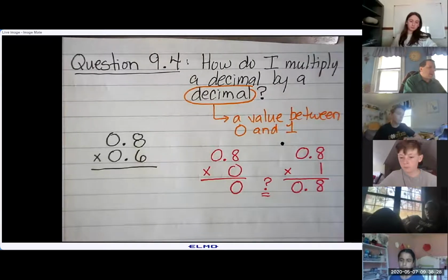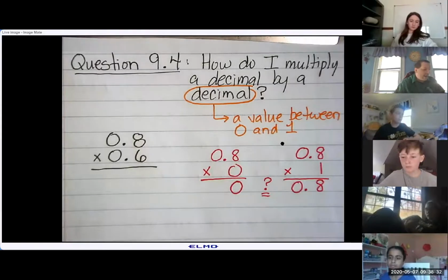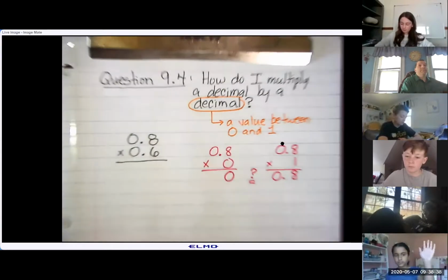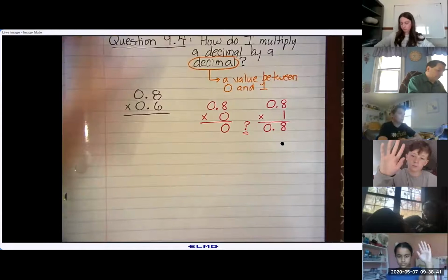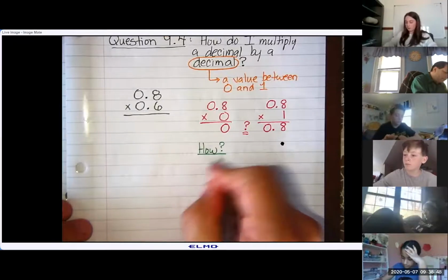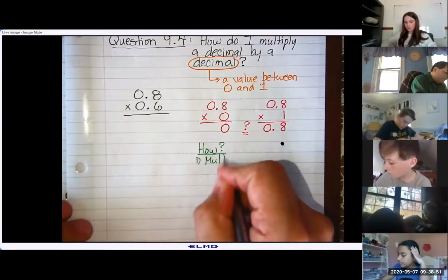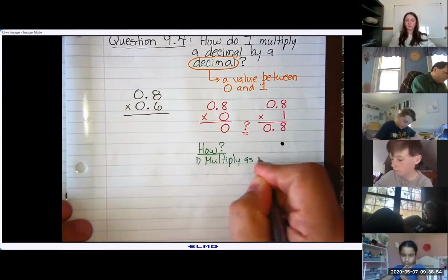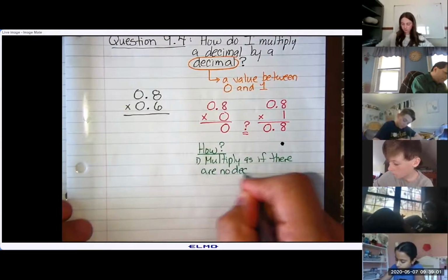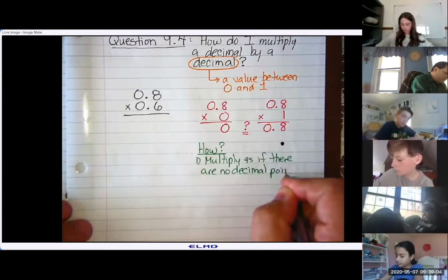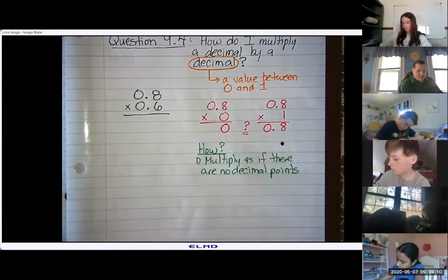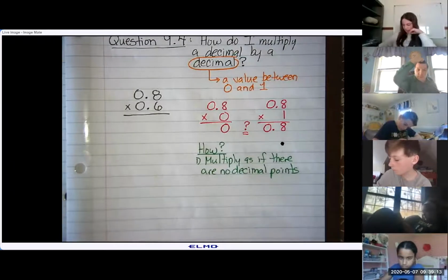All right, so let's go ahead and calculate this out. Any ideas on where I should begin? Here's my how. You're going to multiply as if there are no decimals. Wait, that's exactly like yesterday, right? It is.